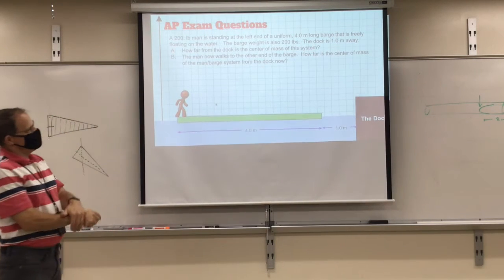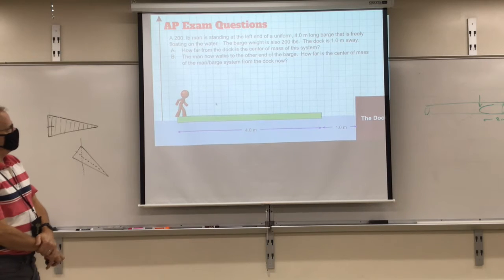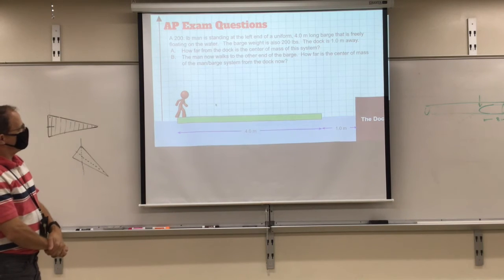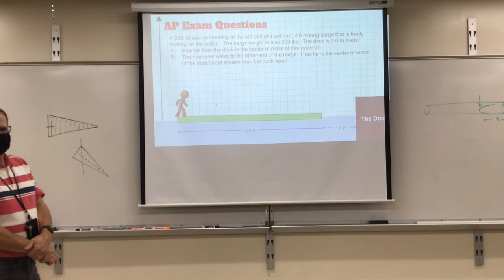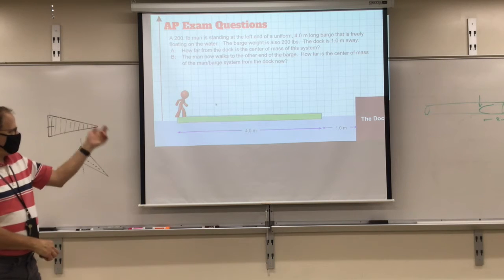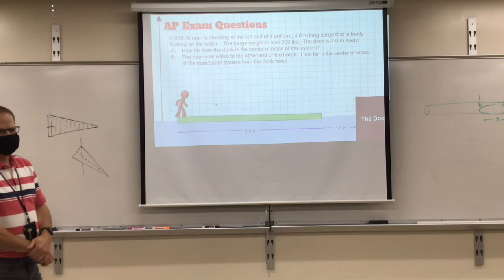The man walks to the other end of the barge. How far is the center of mass from the dock now? 4 meters. What? 4 meters still. Why? Wouldn't the barge move this way? Let's see, like this way. Why? Is there no friction? There is friction. The dude's got hiking boots on. He's got spikes.